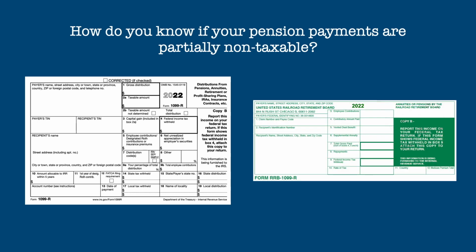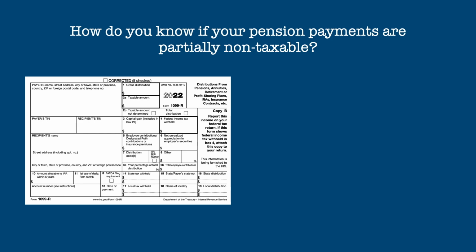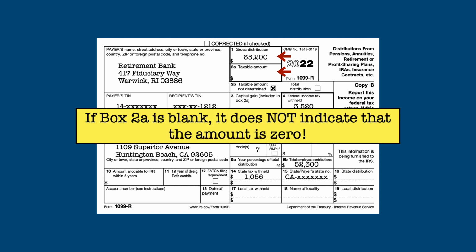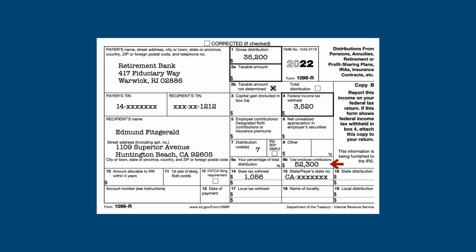We'll take a more in-depth look at railroad retirement in another video, so just for now we'll focus on this 1099-R form. First of all, notice that on this 1099-R, box 2A is blank, and box 2B is checked to indicate the taxable amount has not been determined. As I've said in earlier videos, if box 2A is blank, it does not indicate that the amount is 0. There is also an amount in box 9B showing the total amount of employee contributions. This is often referred to as the recipient's cost in the plan. We'll need this figure along with some additional information to determine how much of the pension is taxable.